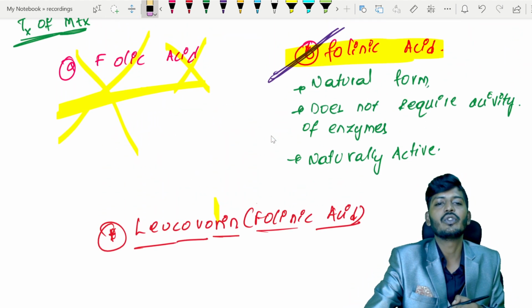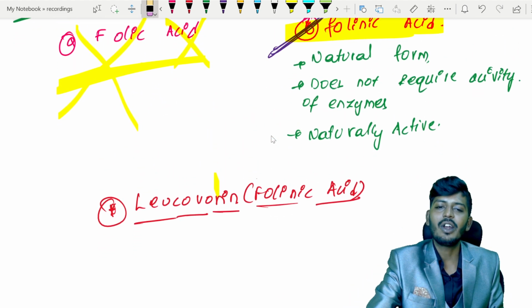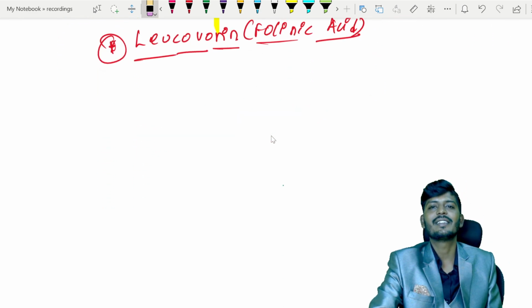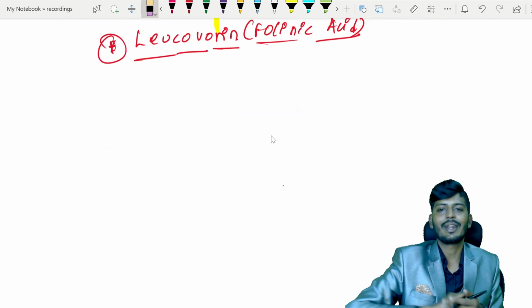That is why we are going to use the natural form, which does not require any enzymatic conversion. So that is going to be the treatment of your methotrexate toxicity.